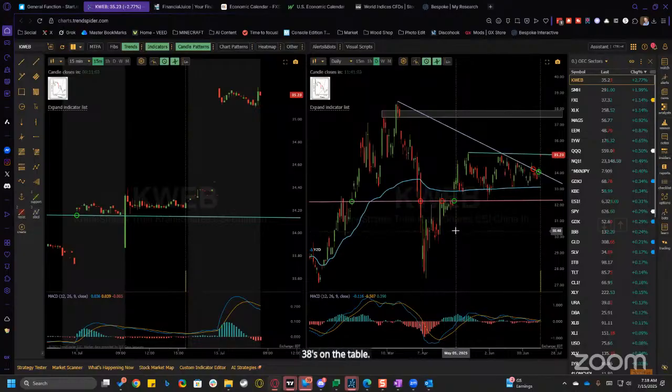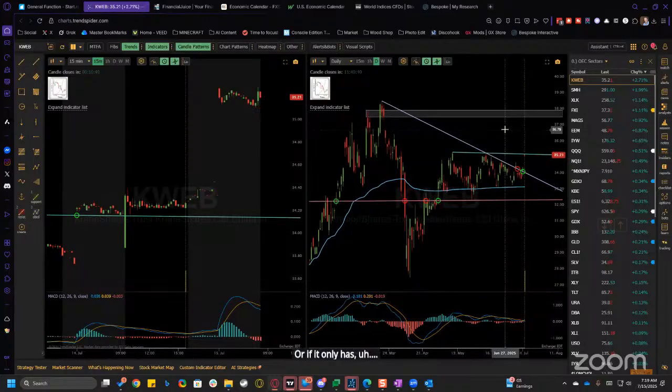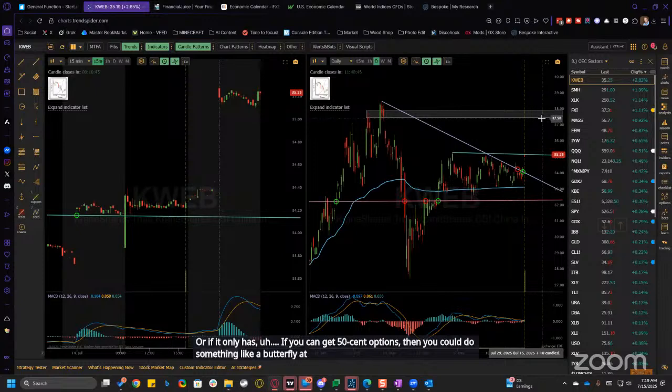It's like a $2.50 move. The cheapest way to play that would be to get a butterfly around 38. Or if you can get 50-cent options, then you could do something like a butterfly at 37.5.